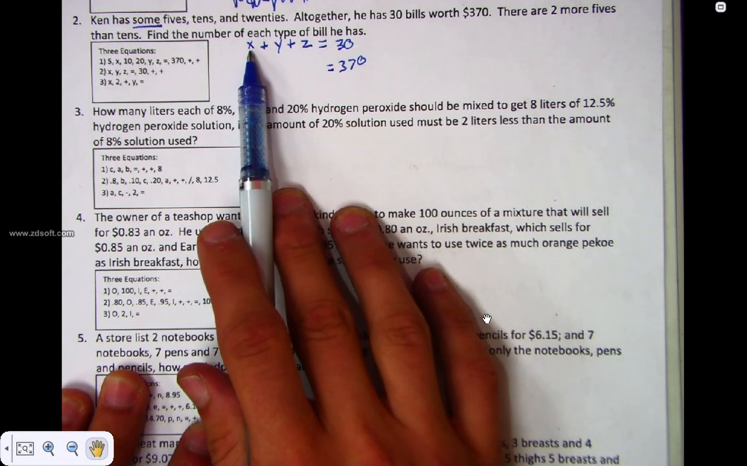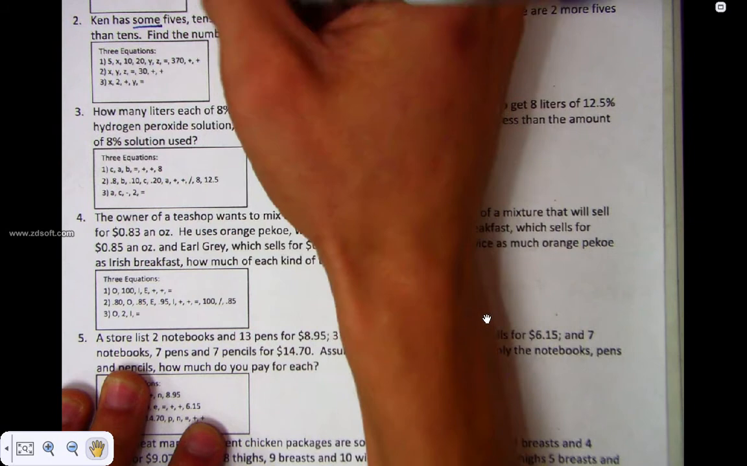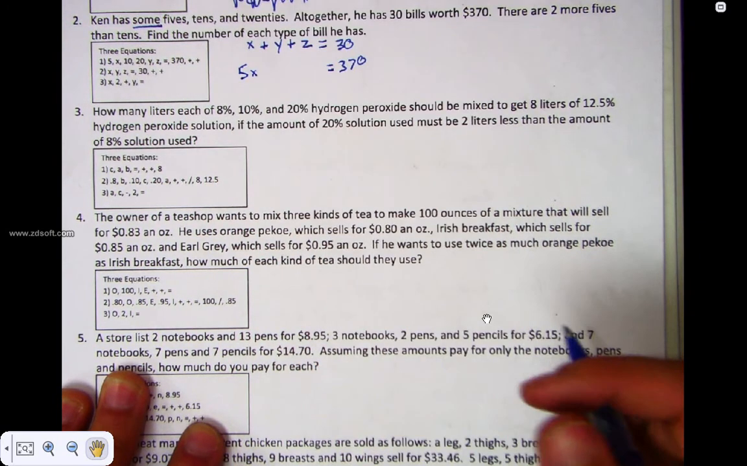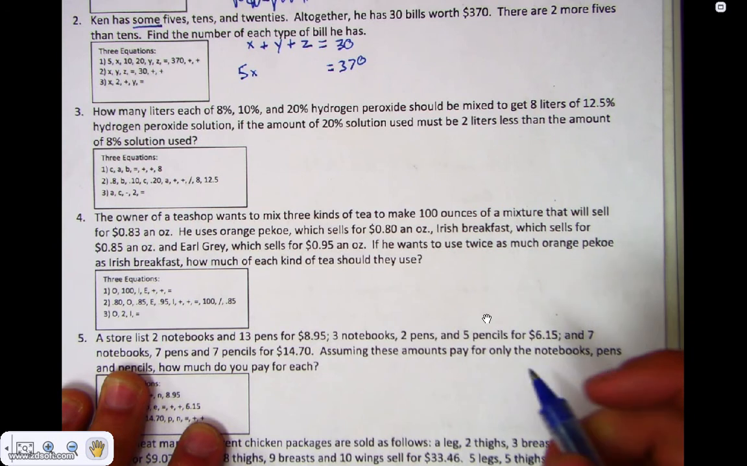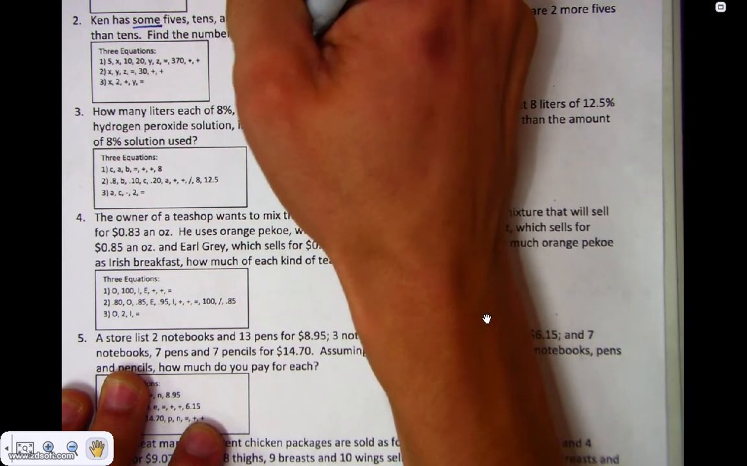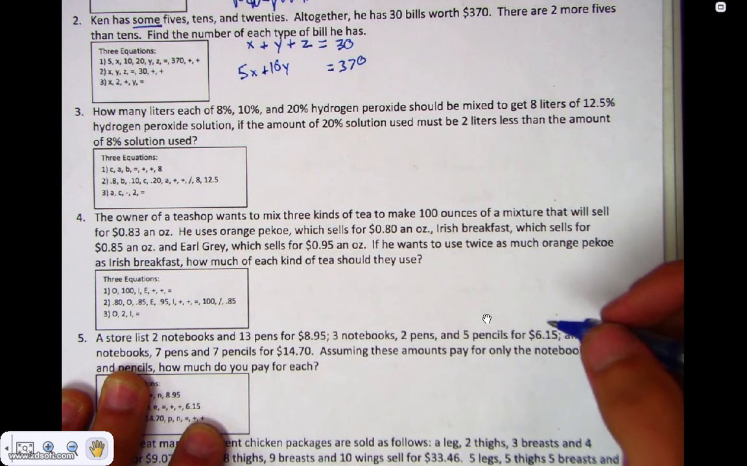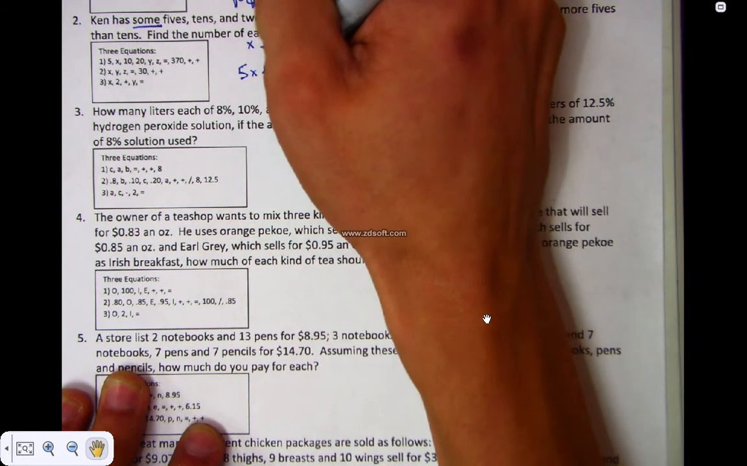So we need to make sure that if we're going for cost or how much money we have, we're multiplying our variables by however much they're worth. So for $5 bills, I need to multiply it by 5. For my $10 bills, I need to multiply it by 10. For my $20 bills, however many $20 bills I have, needs to be multiplied by 20.